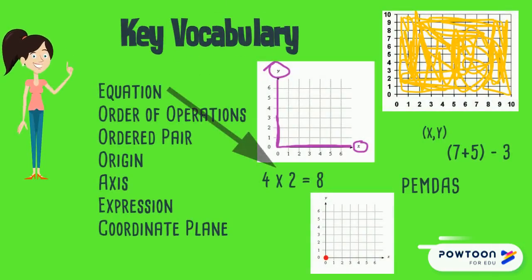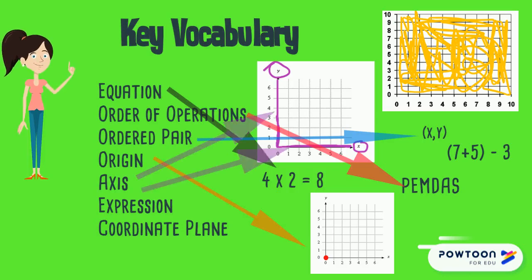So we've got an equation, which has an equal sign. Order of operations, please excuse my dear Aunt Sally, an ordered pair, the origin, axis, and that can be the x-axis or the y-axis, an expression, and then the coordinate plane, which is the space in the grid.